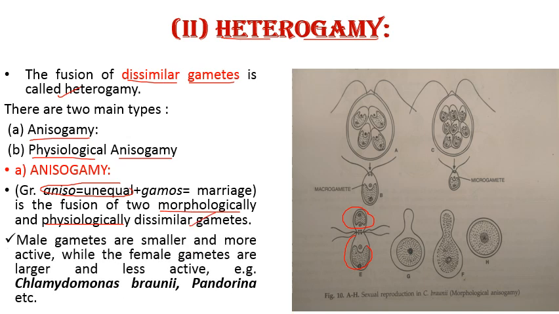So जो male gametes होते हैं they are smaller, और जो female gametes होते हैं they are larger in size, while the male gametes are more active while female gametes are sluggish, as it is found in case of Chlamydomonas braunii and Pandorina. While isogamy is shown by one species of Chlamydomonas, that is Chlamydomonas debaryanum.